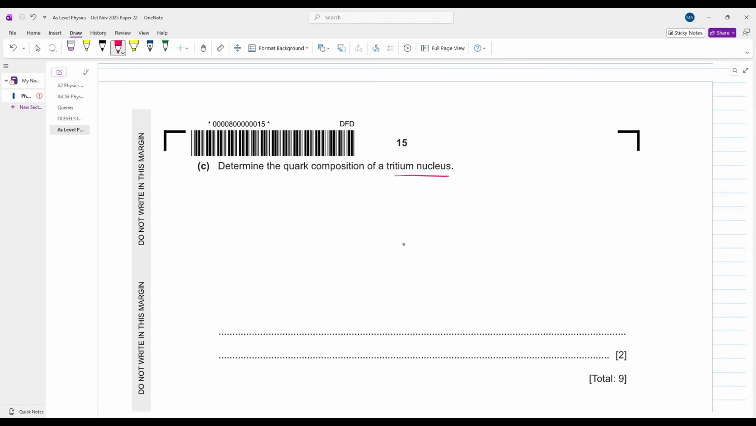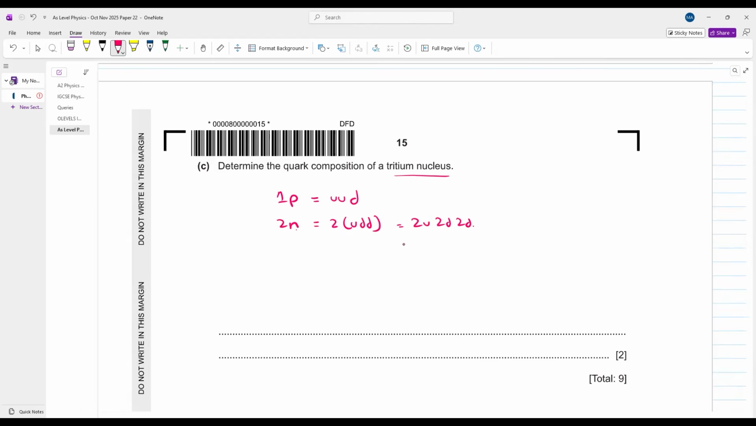Determine the quark composition of a tritium nucleus. In a tritium nucleus, we have one proton, two neutrons. What is the quark composition of a proton? Up quark, up quark, down quark. What is the quark composition of a neutron? Up quark, down quark, down quark. But since we have two neutrons, we multiplied by two. So two up quarks, four down quarks.